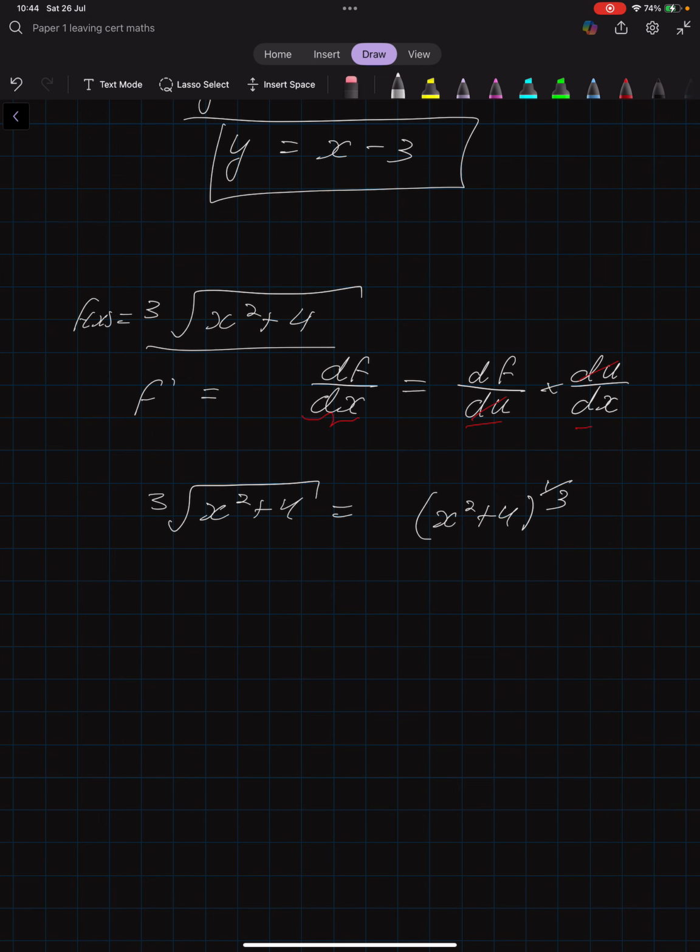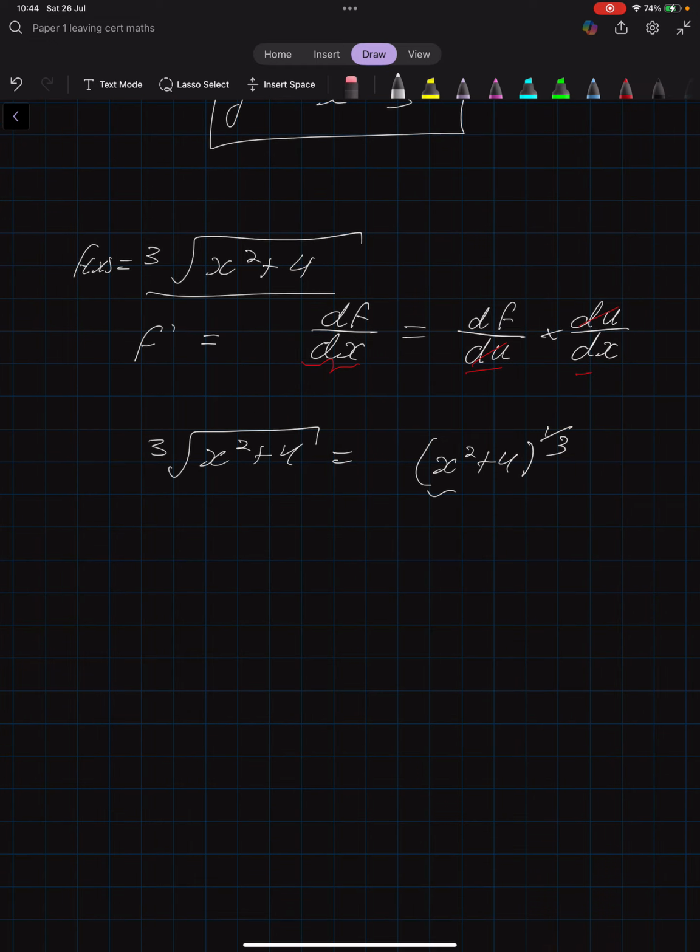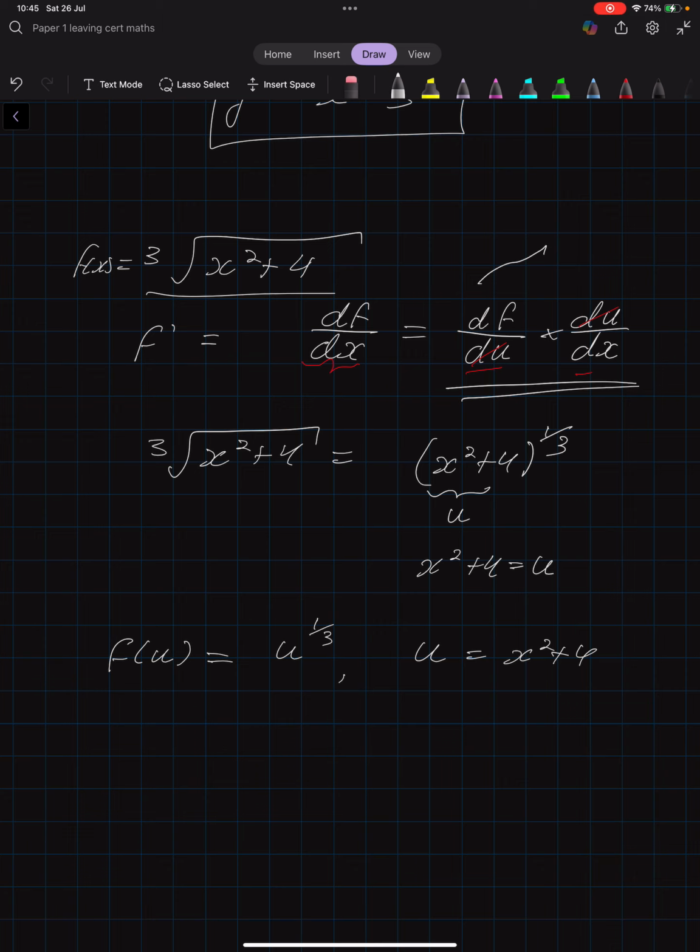So how do I navigate this? In this case, let this be equal to u. So x squared plus 4 equals u. So that's where this formula comes from. Now I have f of u is equal to u to the power of a third, and I have u is equal to x squared plus 4. Now I can use this formula up here.